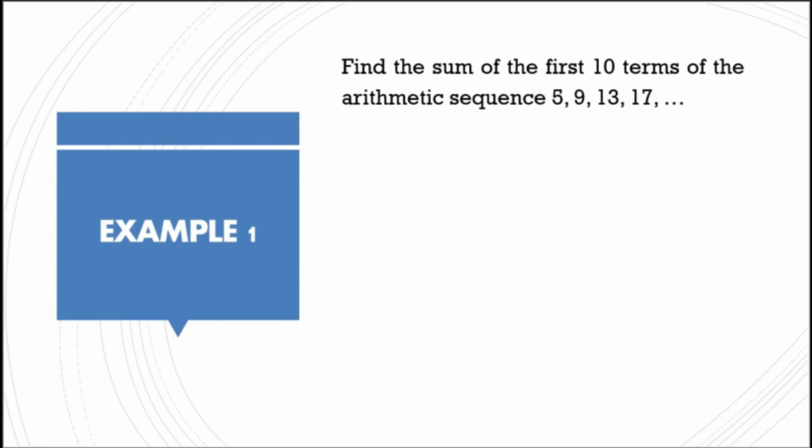For our example number 1, find the sum of the first 10 terms of the arithmetic sequence 5, 9, 13, 17, and so on and so forth. The first step is to identify the given. We have a sub 1, which is 5, and the common difference is 4. And the unknown is S sub 10.